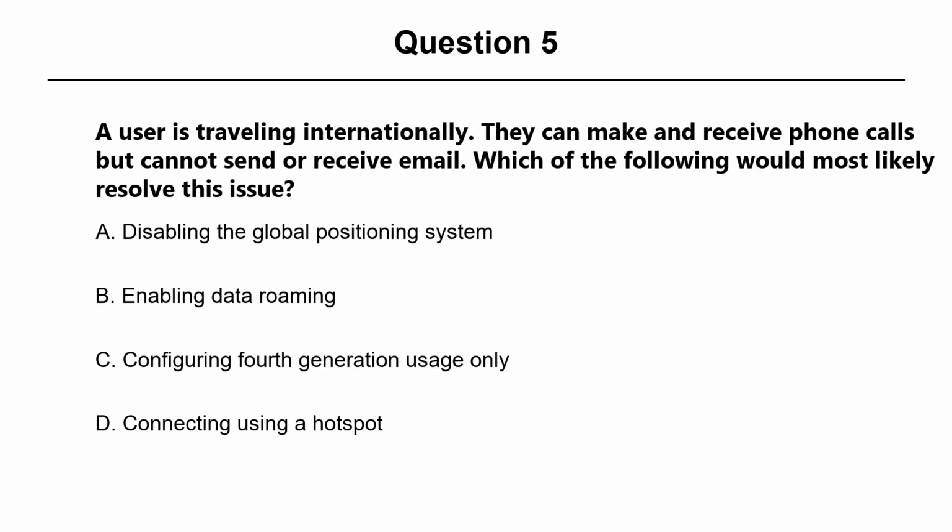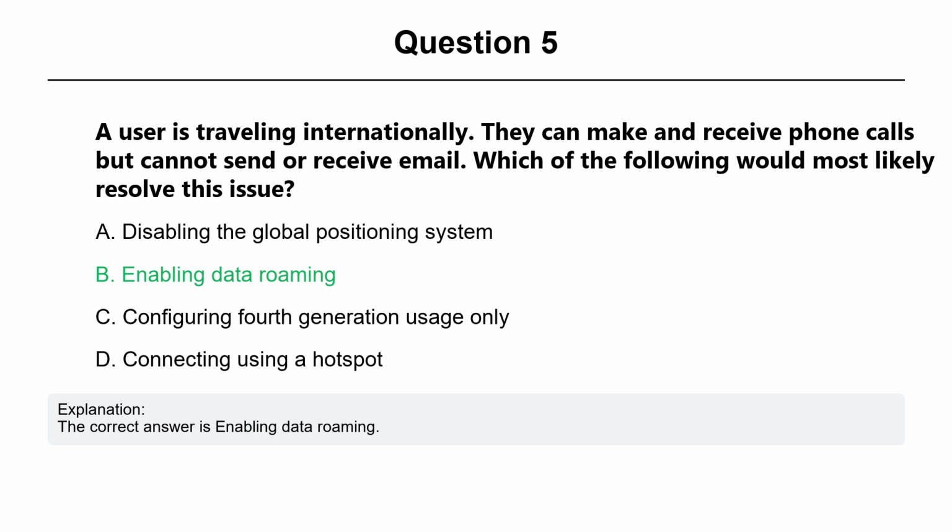Question 5. A user is traveling internationally. They can make and receive phone calls but cannot send or receive email. Which of the following would most likely resolve this issue? Option A, disabling the global positioning system. Option B, enabling data roaming. Option C, configuring fourth generation usage only. Option D, connecting using a hotspot. The correct answer is option B, enabling data roaming.